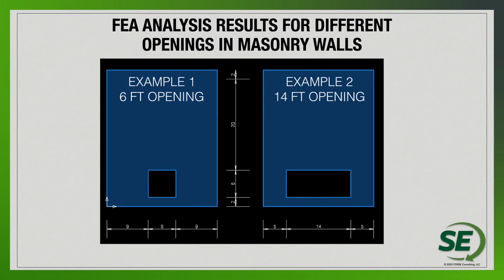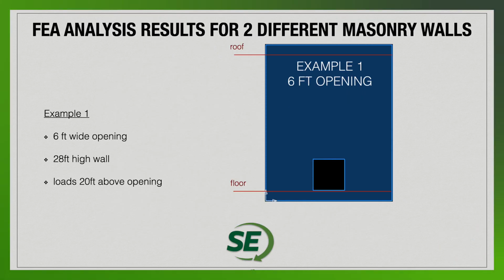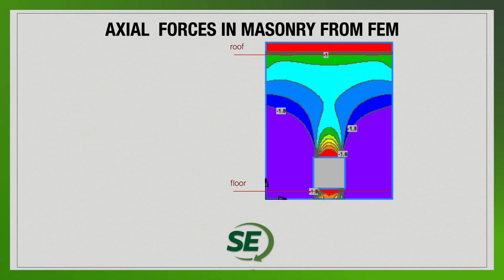So here I'm going to look at a couple different openings just so we can see what some of the different options are and how it affects some of the different forces. We can look at one example with a 6-foot opening and another example with a 14-foot opening. For the 6-foot opening, we're going to have a 28-foot high wall. So 20 feet above the opening is where we're going to enter in some loads. We can see what some of the different axial forces are in that wall element.